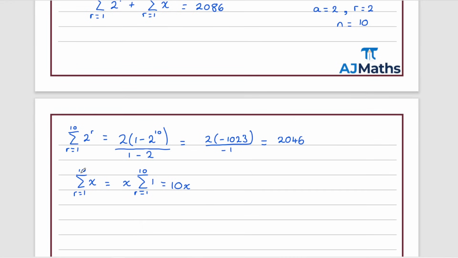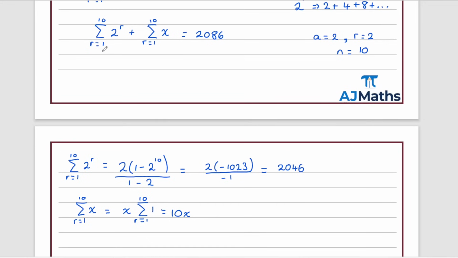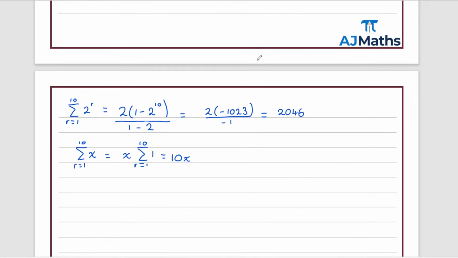So now we put all of this together, like we've done here, we split this up into 2 individual summations. So if we sum these together, then what I get here is 2046 plus the 10x here. Okay, and this then is equal to 2086. And from here now we get a nice straightforward linear equation to solve. I'm going to start by subtracting 2046 off both sides. So I get 10x is equal to 40. And then from here, we just divide both sides by 10. And we find that x is equal to 4 there.